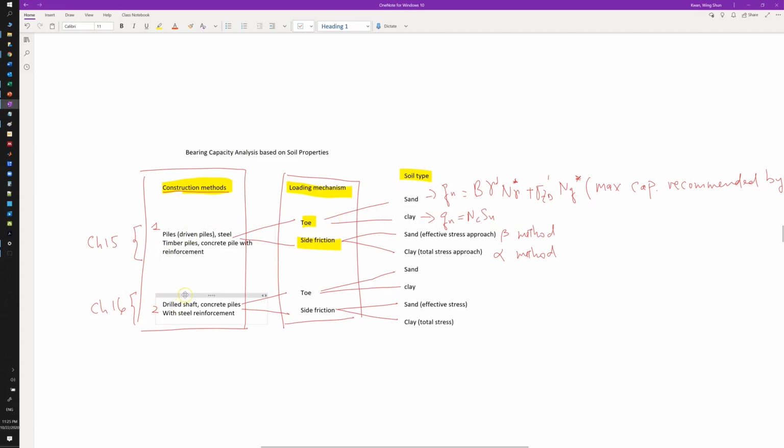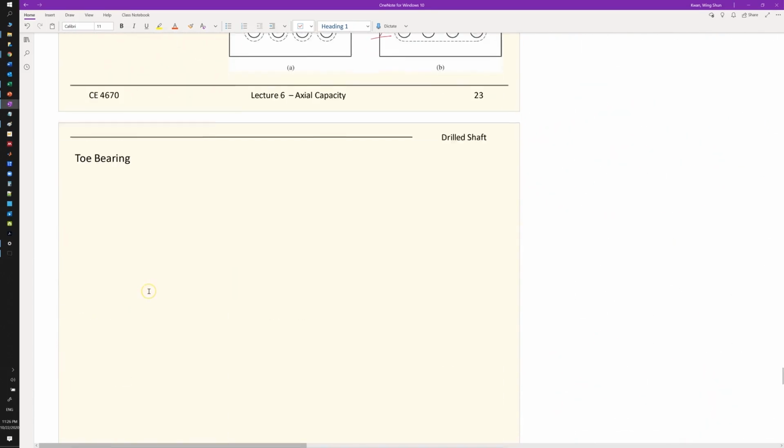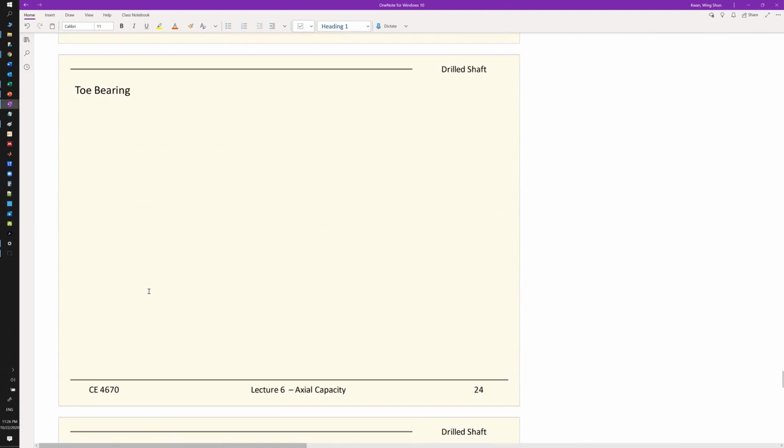So now we move on to the drilled shaft, and again the same thing. We need to think about the toe, the side frictions, and each loading mechanism. If you have different types of soils, then you will have different formulations or different approaches to calculate the axial load capacity. For the drilled shaft, in fact, it is very challenging to find out the toe bearing and also the side frictions.